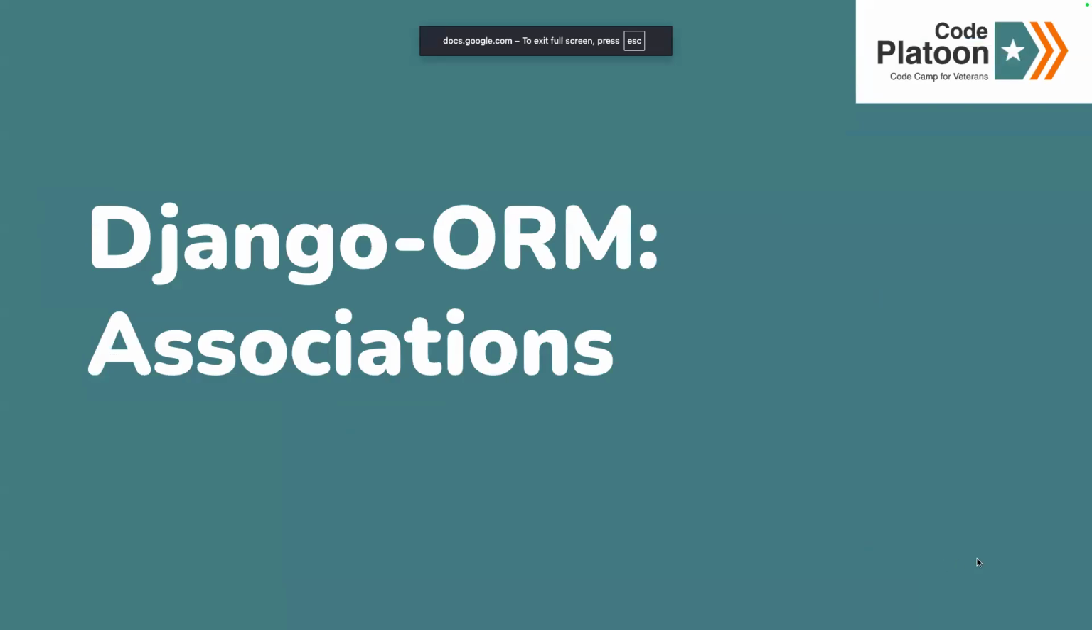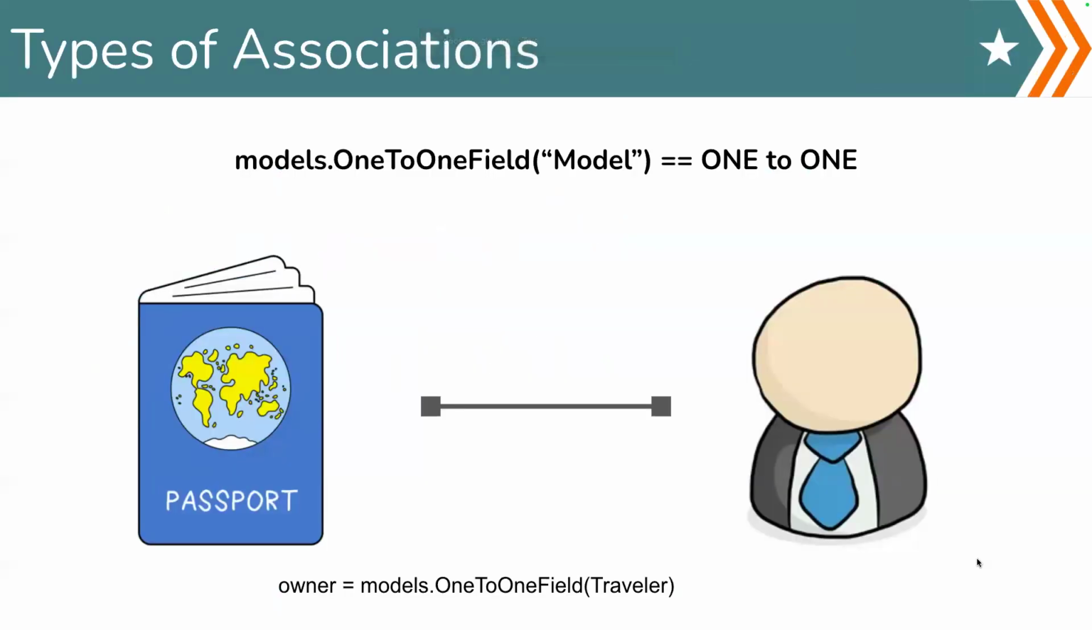All right, Django ORM associations. So pretty simple here. We have a one-to-one relationship, right? One person can only have one passport. Another common example is one person can have only one social security number. And the way we actually write this in code is with models.OneToOneField. Notice that in those quotation marks, I have a model. That is the model that we're trying to reference. So for example, down at the very bottom, this would be written within the passport code, where the owner of the passport would be a one-to-one field to a traveler.